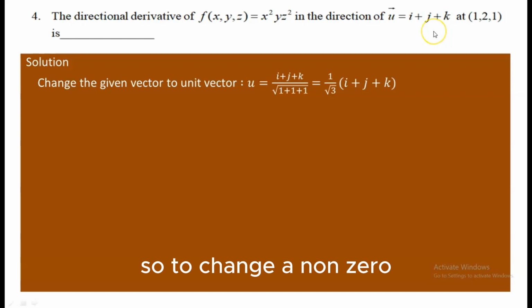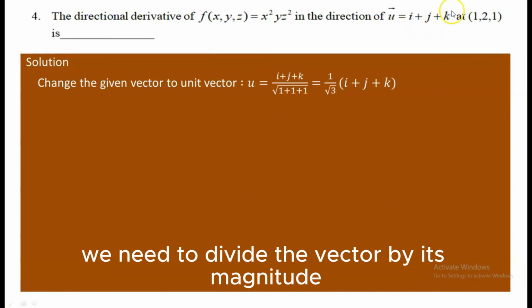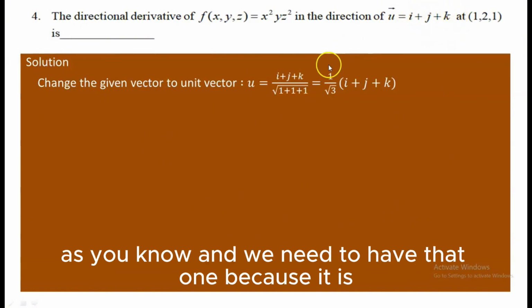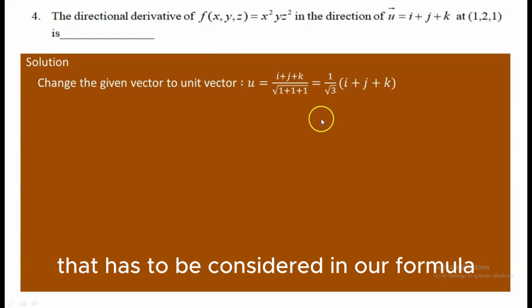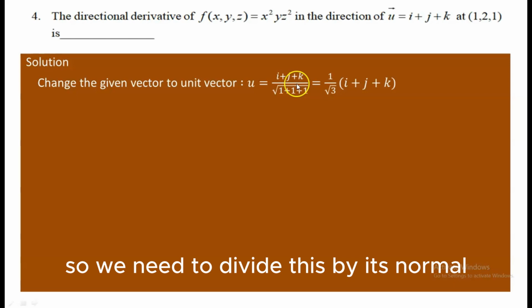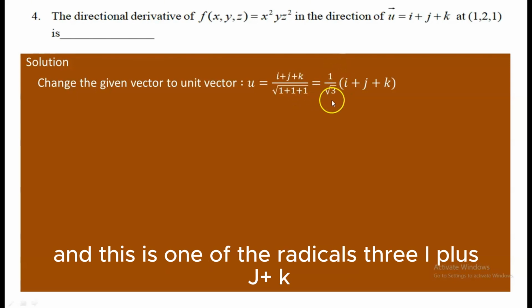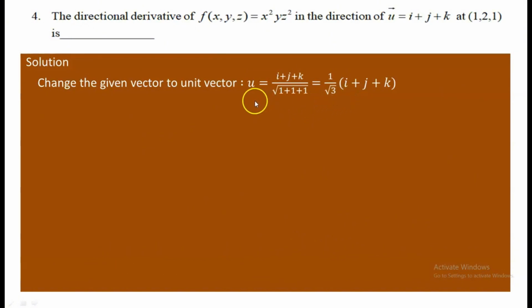To change a non-unit vector to a unit vector, we need to divide the vector by its magnitude, as you know, because it is a unit vector that has to be considered in our formula. So u is i plus j plus k, and we divide this by its norm, which gives 1 over radical 3 times (i plus j plus k). Now it turns out to be a unit vector.